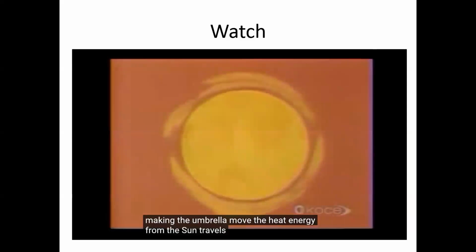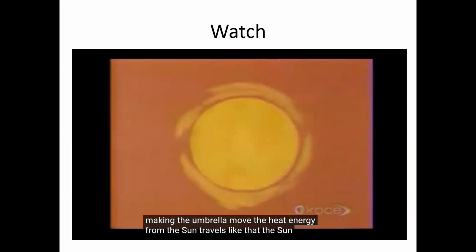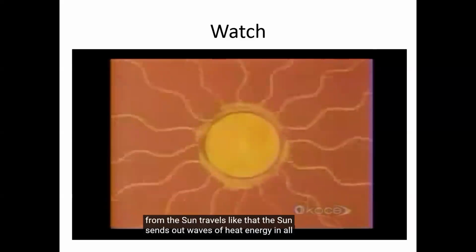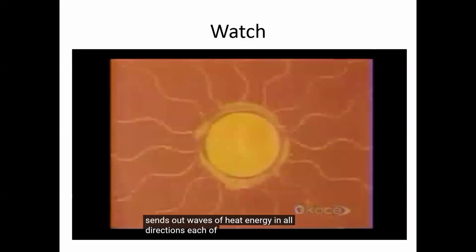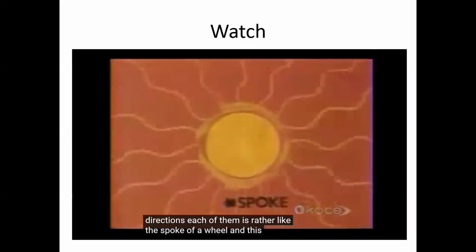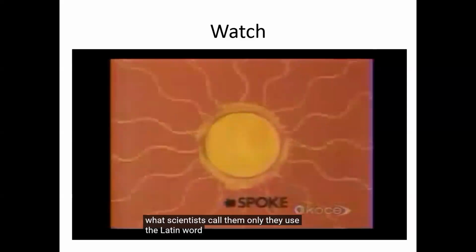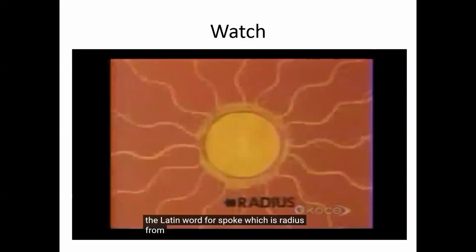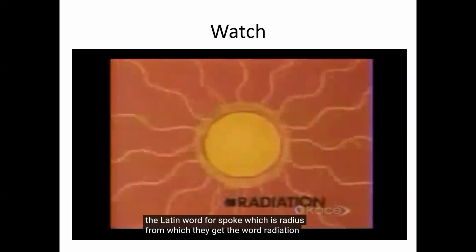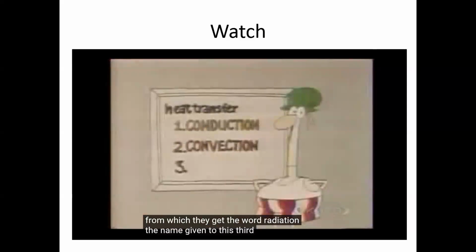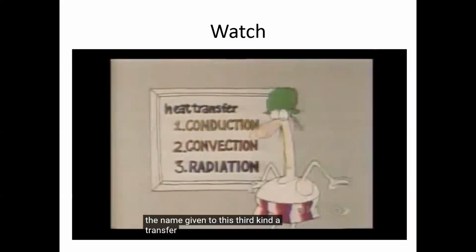Energy from the sun travels like that. The sun sends out waves of heat energy in all directions. Each of them is rather like the spoke of a wheel, and this is exactly what scientists call them, only they use the Latin word for spoke, which is radius, from which they get the word radiation, the name given to this third kind of heat transfer.